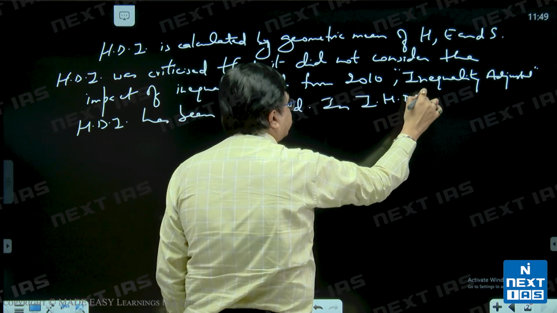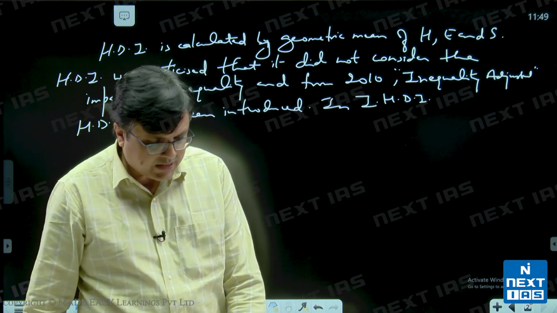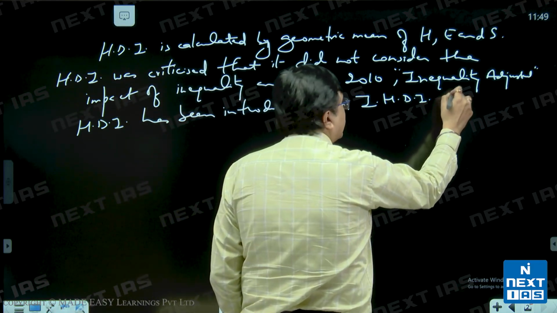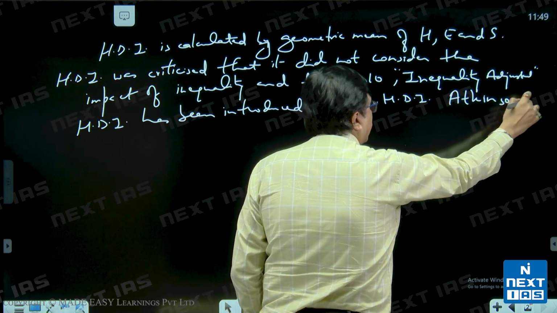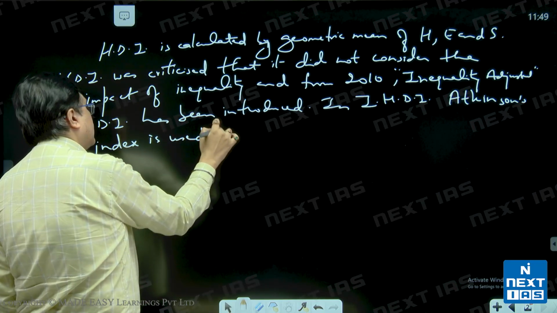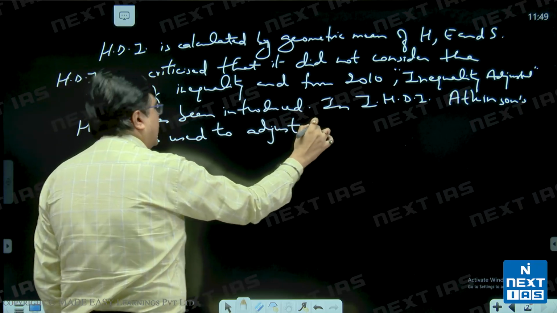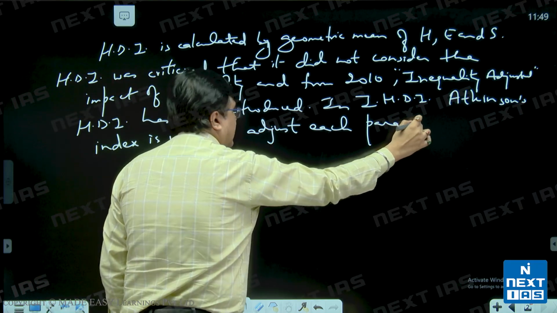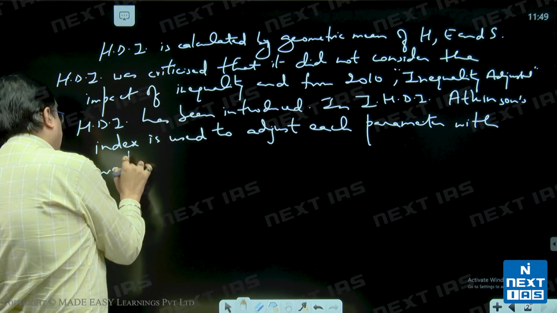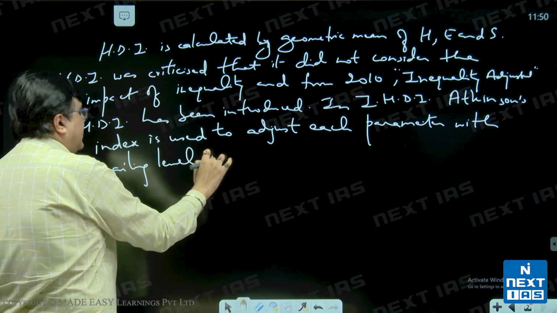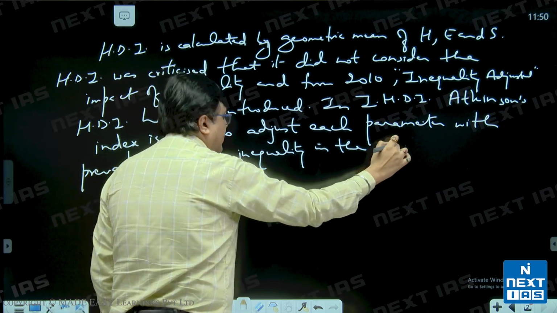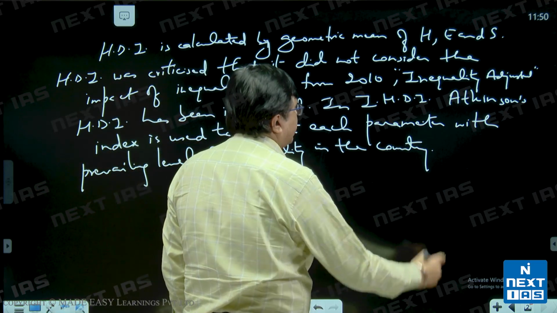In IHDI, that is inequality adjusted HDI, Atkinson's index is used to adjust each parameter with the prevailing level of inequality in the country.